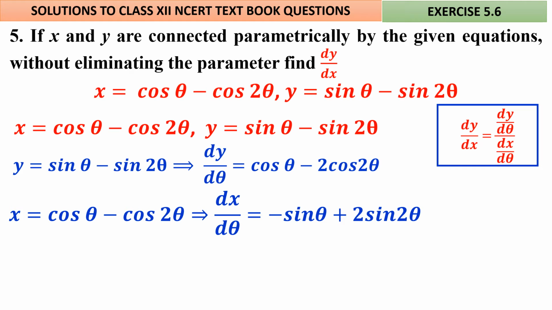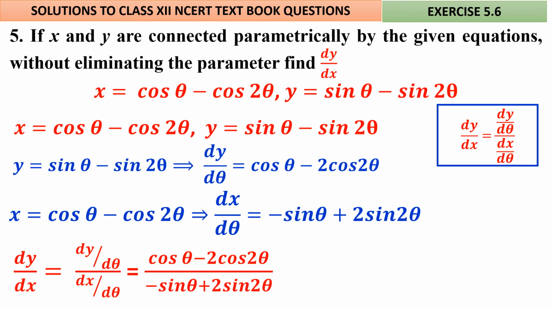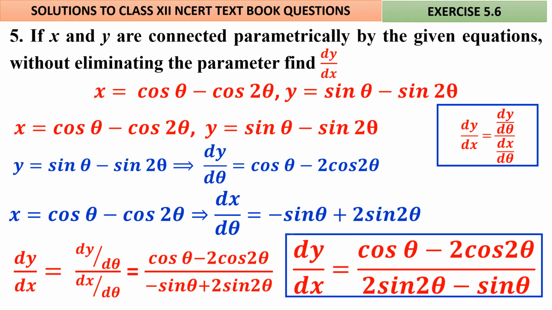Similarly, when x is equal to cos theta minus cos 2 theta, its derivative is cos theta derivative minus sin theta. The derivative of cos 2 theta is minus sin 2 theta into 2, because differentiation of 2 theta also you have to do by chain rule. So minus into minus will become plus. Okay, you got it as cos theta minus 2 cos 2 theta upon minus sin theta plus 2 sin 2 theta. Or you can directly give the answer like this: cos theta minus 2 cos 2 theta by 2 sin 2 theta minus sin theta.